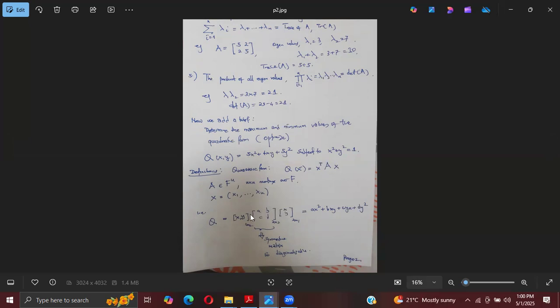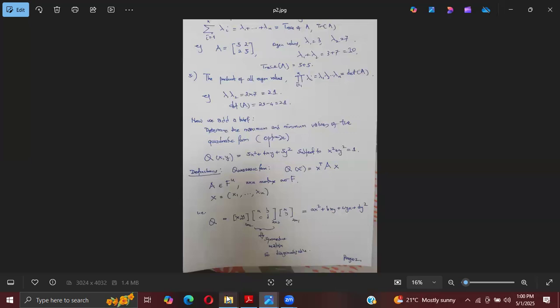Then B corresponds to x first and then y, so bxy. Then C corresponds to y and x, and D corresponds to y and y. The coefficient for x squared is 5, so here this should be 5. The coefficient for y squared is 5, so here I have 5, 5. And then for B and C, 4xy is the same as 2xy plus 2xy.